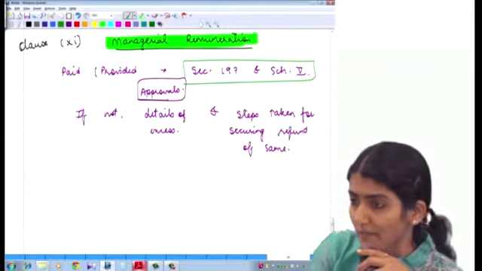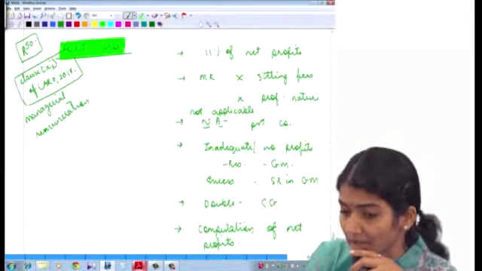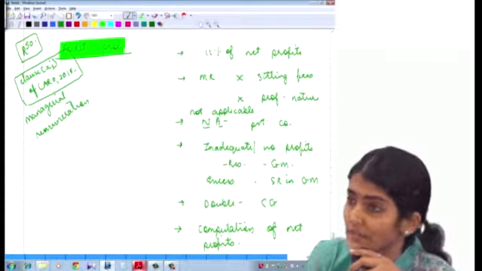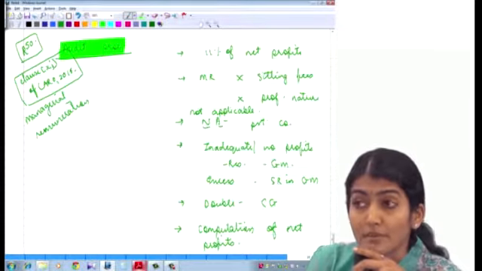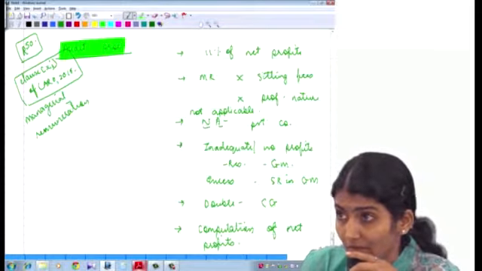Yes, have you copied down this also? Yes, managerial remuneration, and then what are the audit procedures? Yes, R raised to 50.